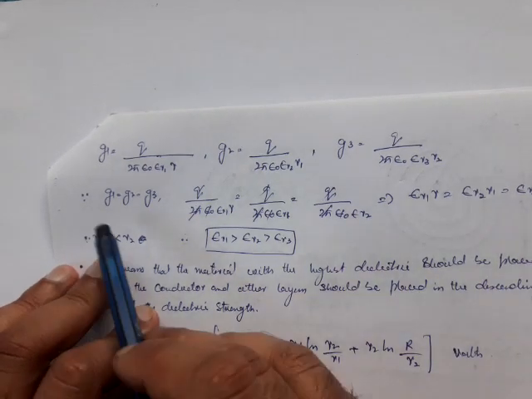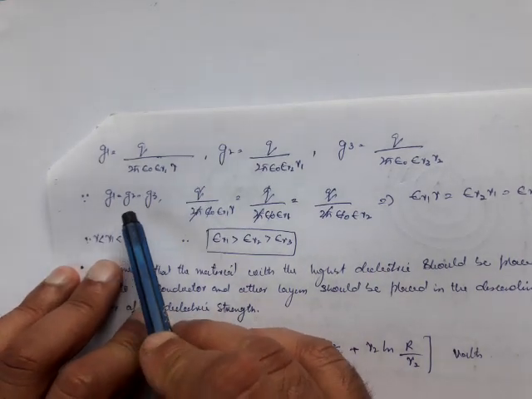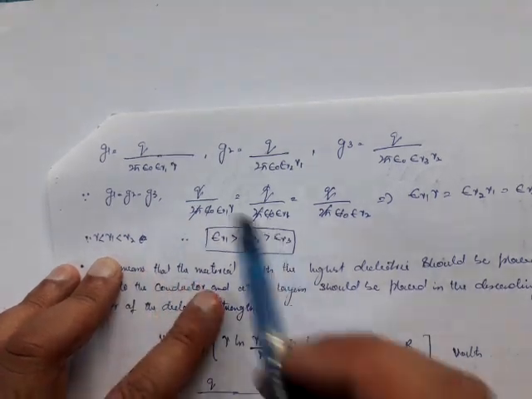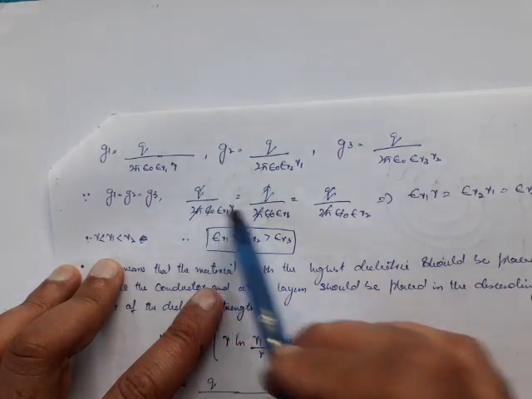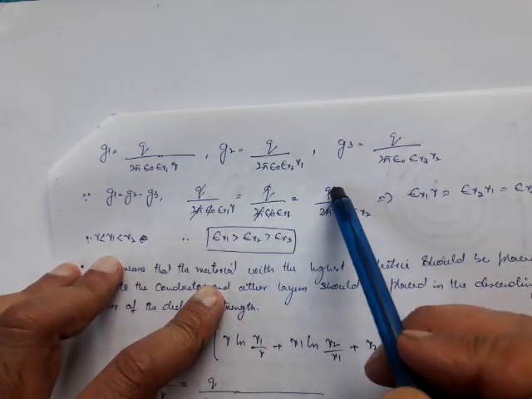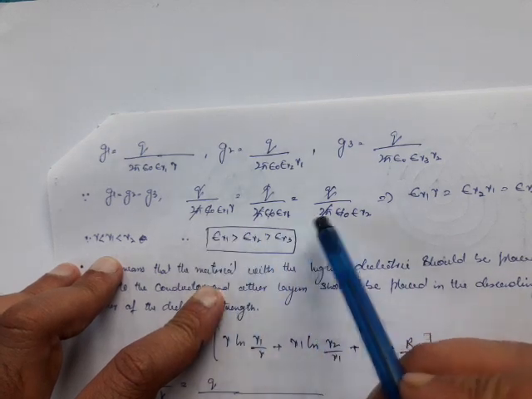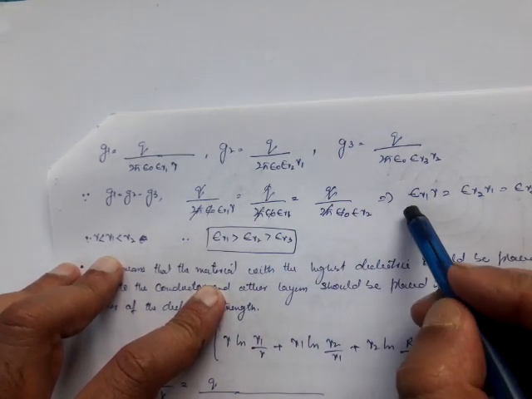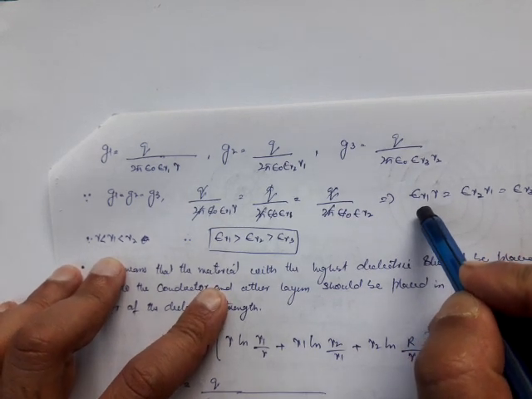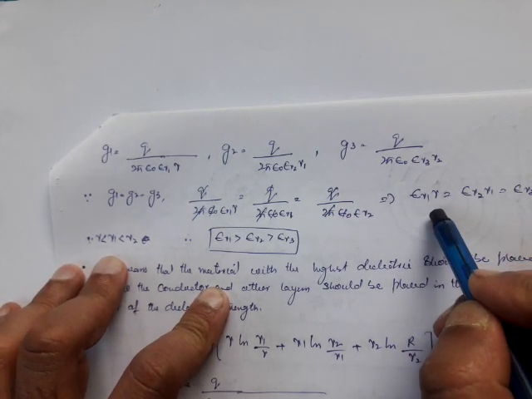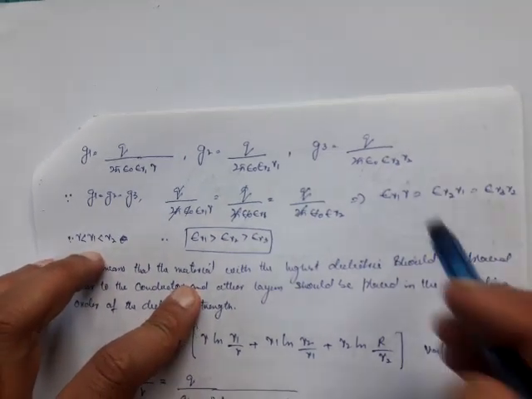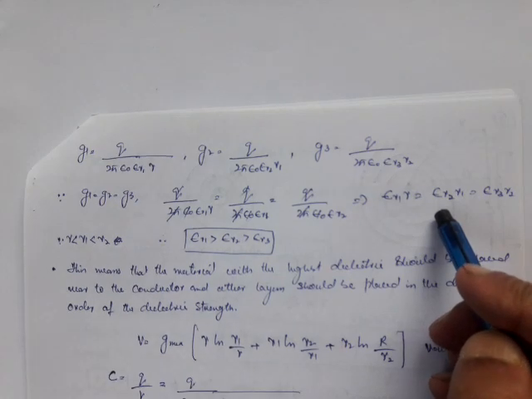So our motive is to make G1 max equal to G2 max equal to G3 max. They should be the same. When they are the same, these three equations will be equal. That means Q and Q will be cancelled out, and 2 pi epsilon naught, 2 pi epsilon naught, 2 pi epsilon naught will be cancelled out. That means epsilon R1 times r, that is the multiplication of the permittivity and the radius of the dielectric, in every dielectric will be the same.